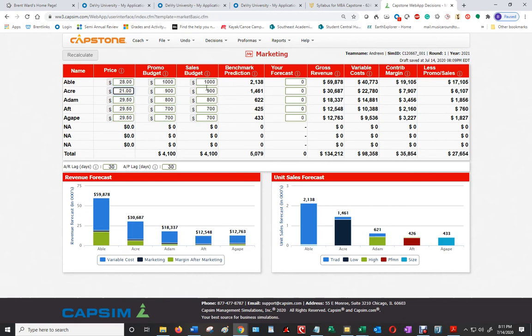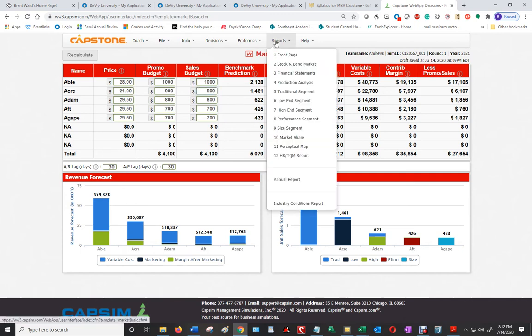The next thing you have to do is figure out what your sales promotional budget is, which influences awareness, and you've also got to figure out what your sales budget is, which influences how easy it is to buy your product. If you consult the strategy for the niche cost leader, it says that you want to keep pace with your competition as much as possible. So to do this, we need to go back to the Capstone Courier. So I'm going to go to reports, and I'm going to go to traditional segment.